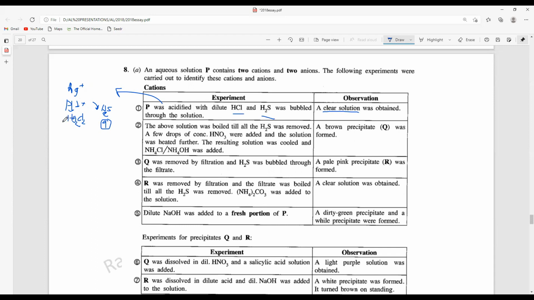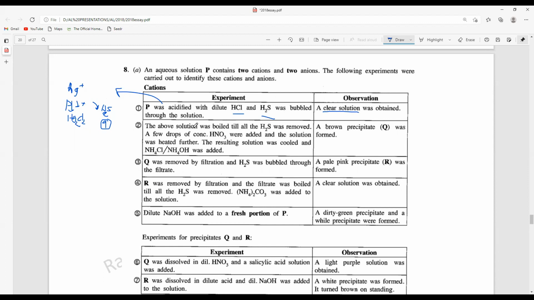And after that, the rest of the sulfides in group 2, like copper, mercuric, lead, bismuth, and then stannous, stannic, cadmium. All those cations are not here in this solution. That is the first idea that you can make.